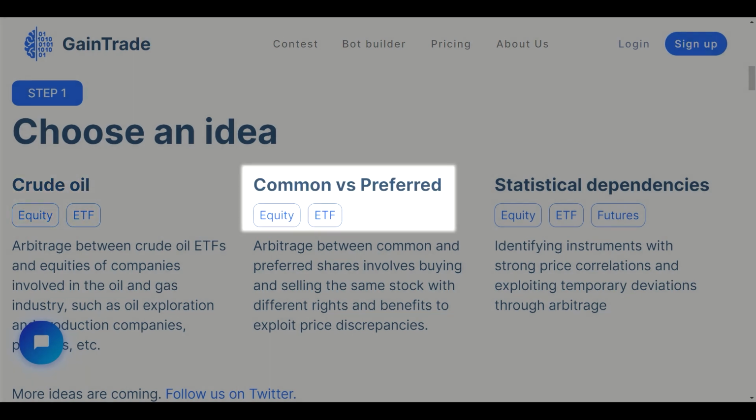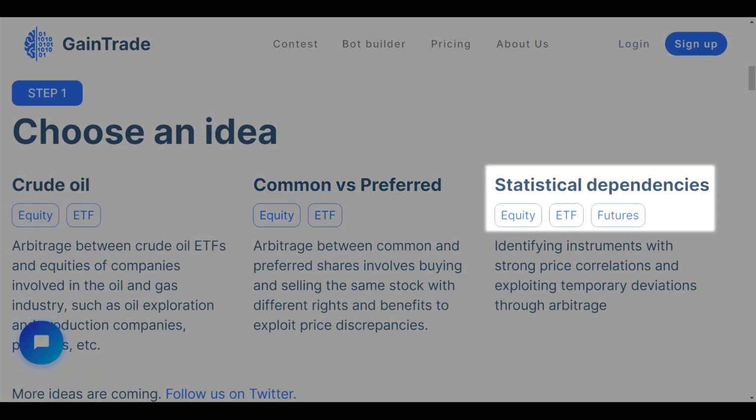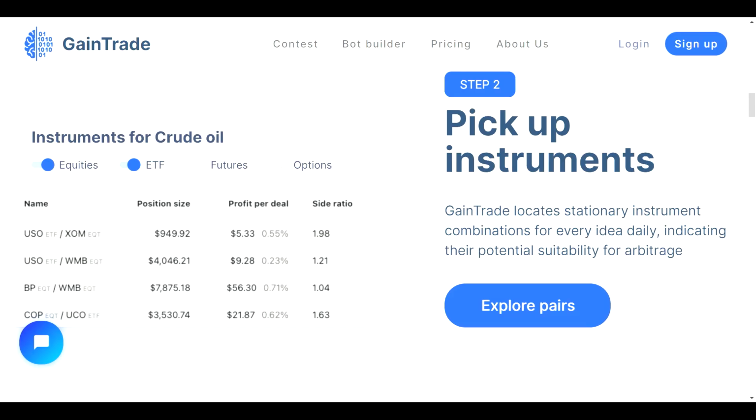Or you might want to exploit price discrepancies between common and preferred shares of certain company stocks. Or simply, you want to focus on statistical dependencies where you're looking for instruments such as equities, ETFs, or futures that generally have strong price correlations, and you look to exploit temporary deviations between them. The second step is to pick instruments.